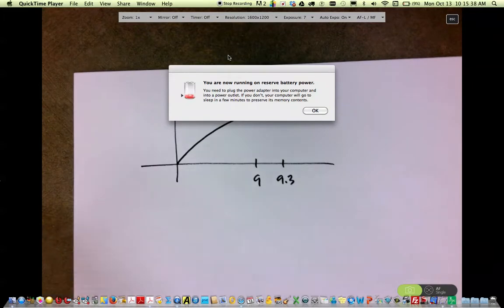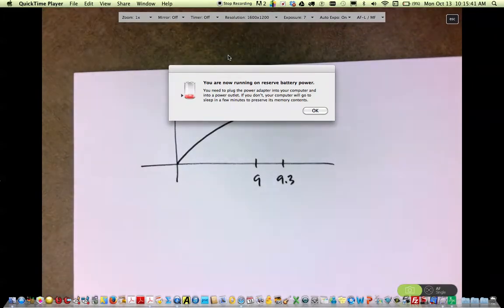Hang on one sec. I got to plug in my computer.